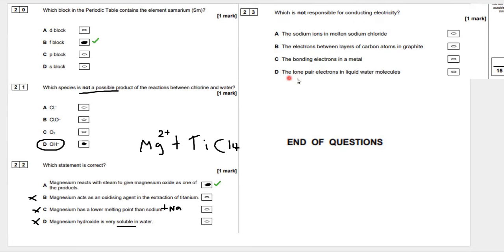So yeah, the lone pair of electrons in liquid water molecules. So there are lone pairs of electrons in water, but water is actually a simple covalent molecule, and pure water is a very poor conductor of electricity, as it doesn't have free ions or delocalized electrons with the ability to carry charge through the structure. So that might seem unusual to you, but water is not a good conductor.